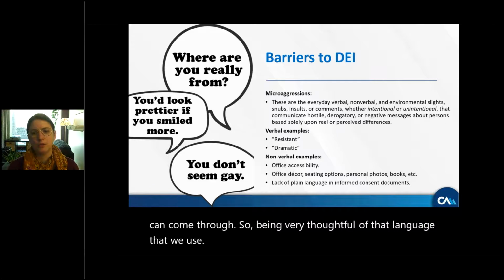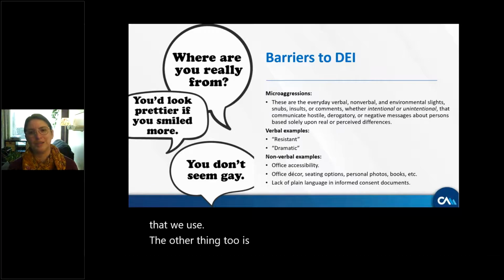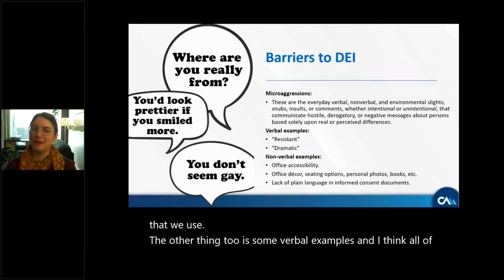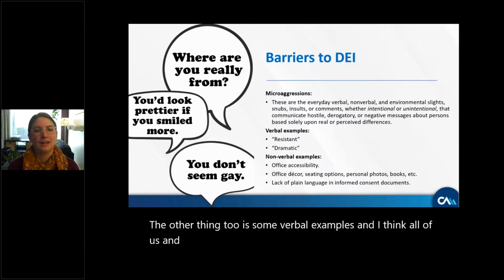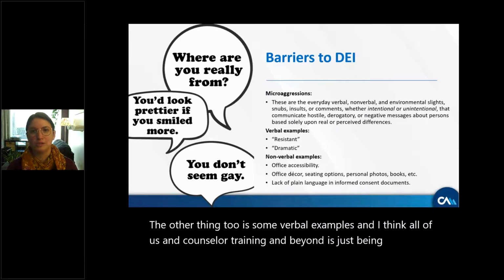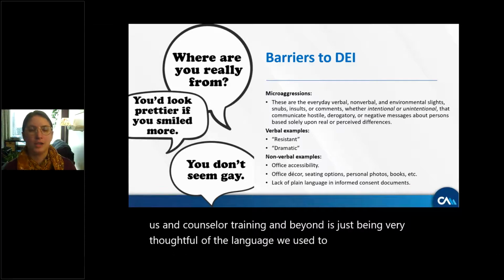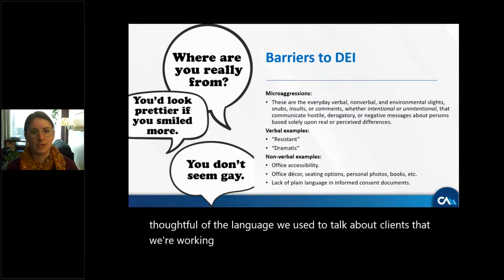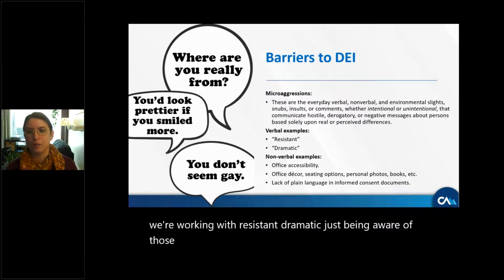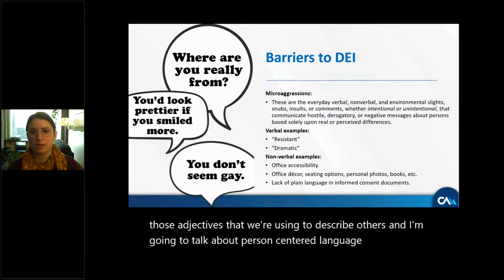And the other thing too is some verbal examples, and I think all of us, in counselor training and beyond, know this: being very thoughtful of the language we use to talk about the clients that we're working with. Resistant, dramatic, just being aware of those adjectives that we're using to describe others. And I'm going to talk about person-centered language in a moment that goes into that in more detail.